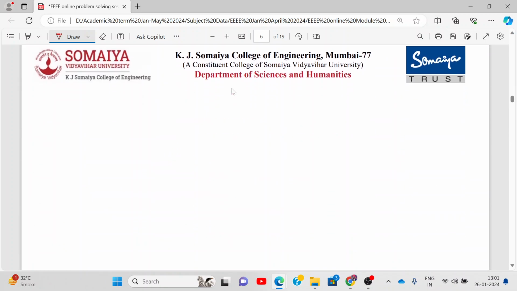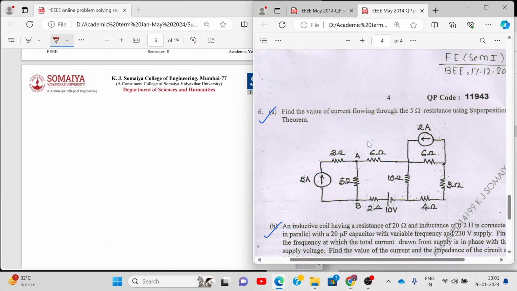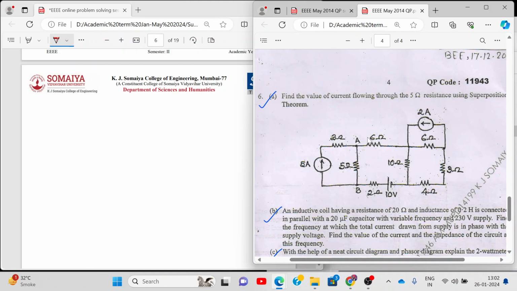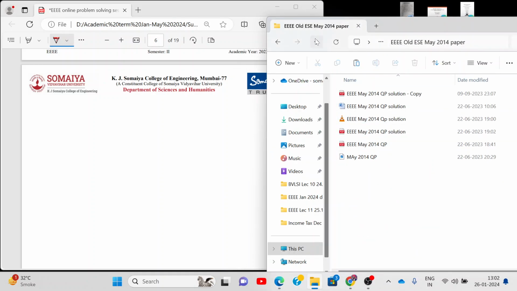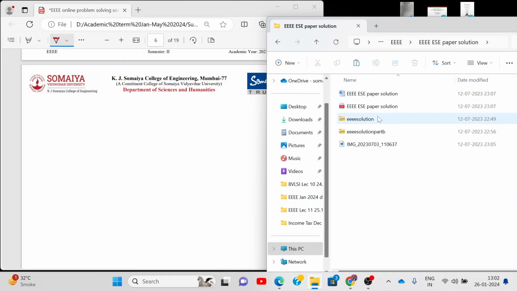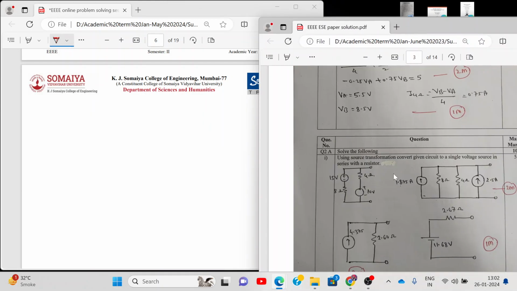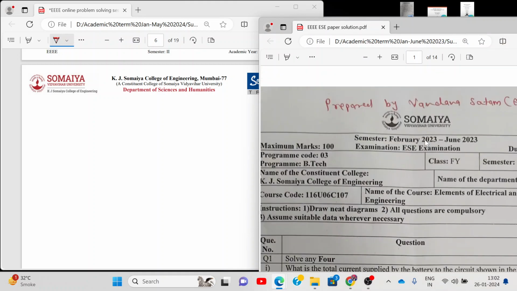Okay, fine. So next we'll solve another numerical on the superposition theorem. Today we have solved superposition. So do you want me to solve it again, or can we move on to the next one? Next question. Okay, I'll close this and open another one. Let me see if I have. So this is the question paper, June 2023.